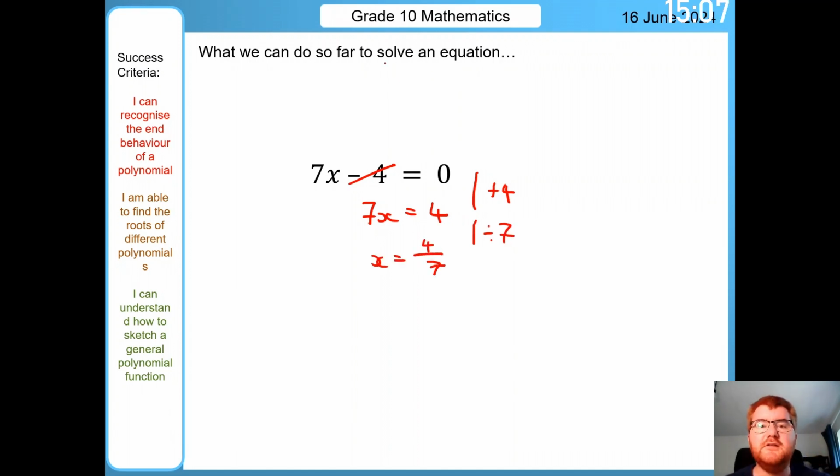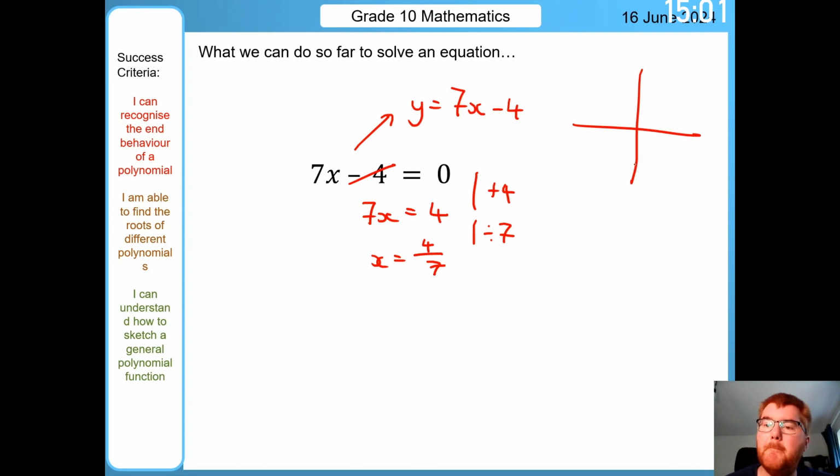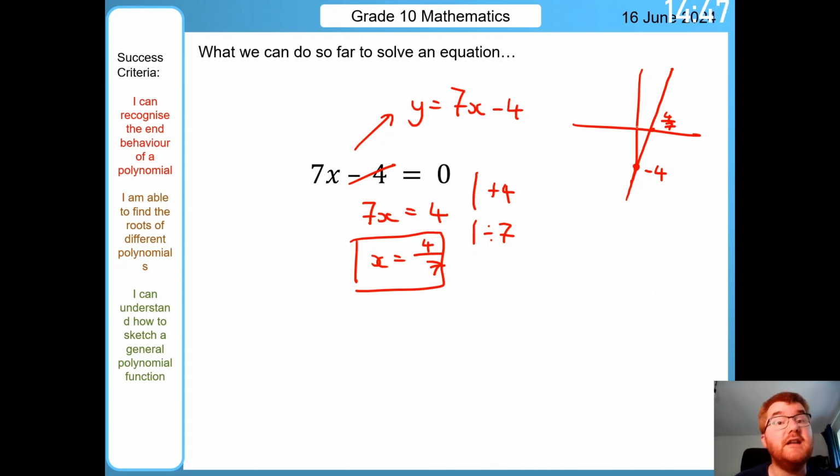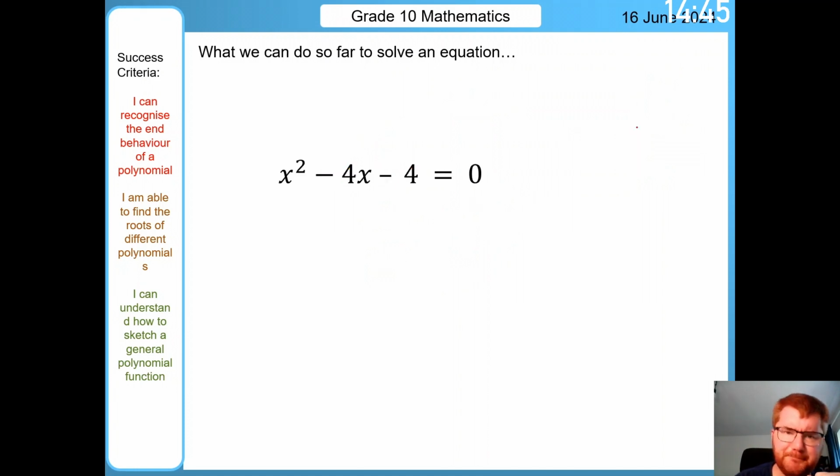The reason we do this, if I actually take this straight line equation, and we looked at this right at the start, so we had minus 4 as our y-intercept, gradient of 7. All this is saying is this 4 over 7, this fraction, is just saying where we're crossing the x-axis. Another tool in your toolkit to work with polynomial functions.